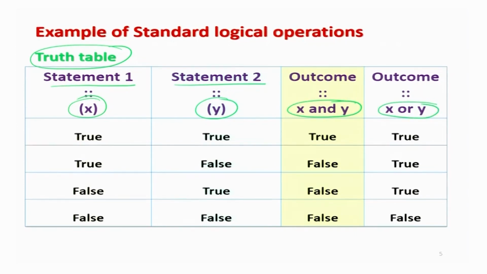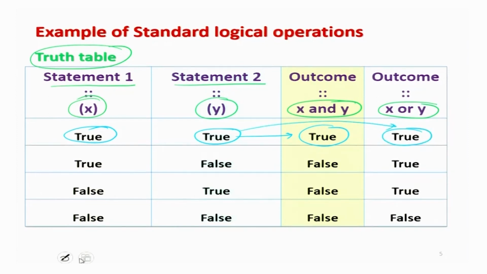In case you take the first statement whose outcome is true and the second statement whose outcome is true, then if you operate x and y, that means true and true, this is going to be true. And if you consider the outcome x or y, that is true or true, then this outcome is going to be true.